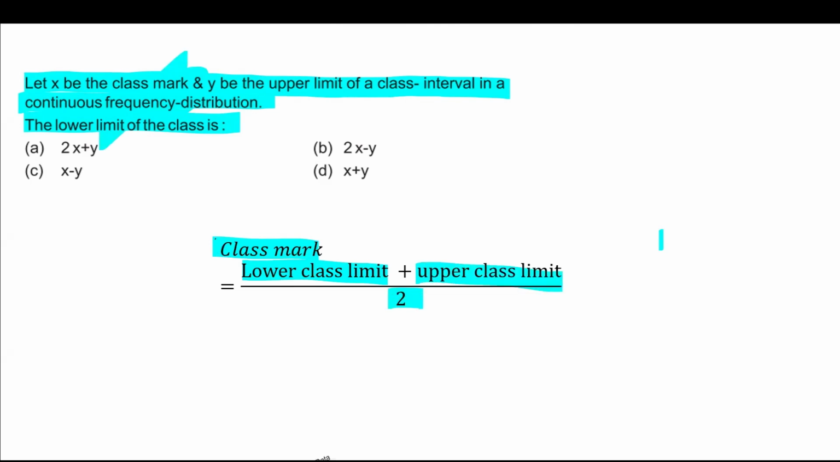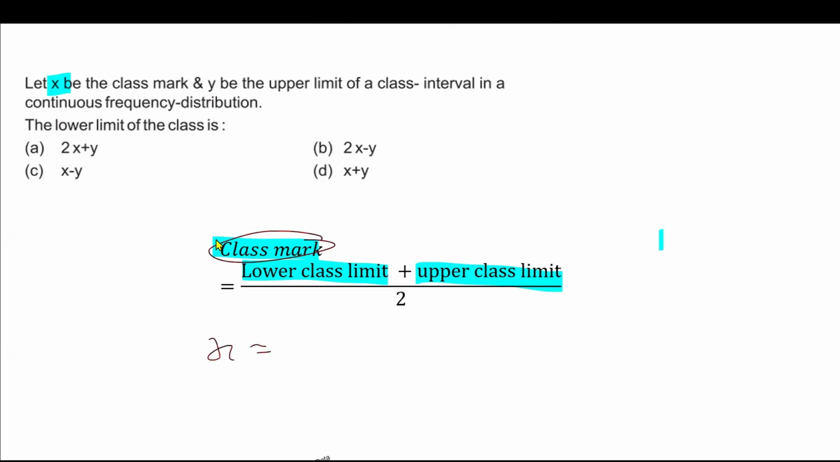As you can see, the information that we already know is that we have to get the lower limit. I can replace the class mark with x, and y being the upper limit. So the lower limit is missing. I can take this as L. For the lower limit, I have x equals L plus the upper limit, which is given as y, so I can write y, over 2.